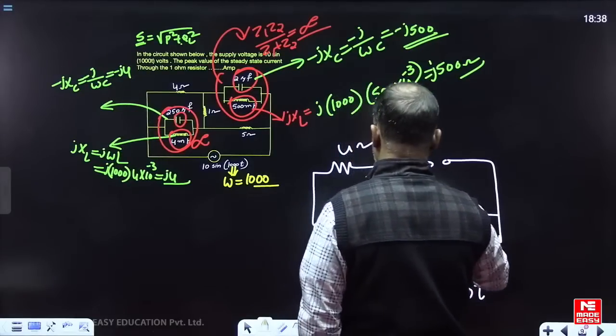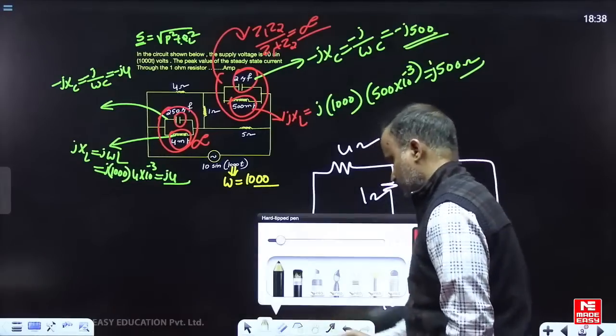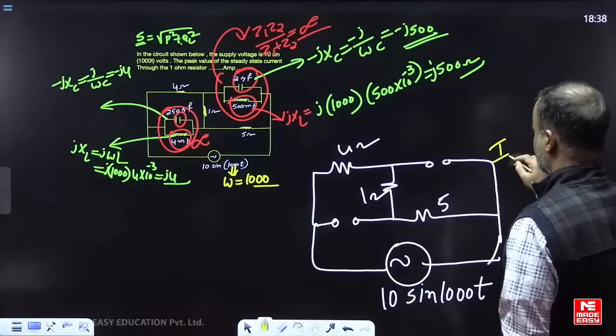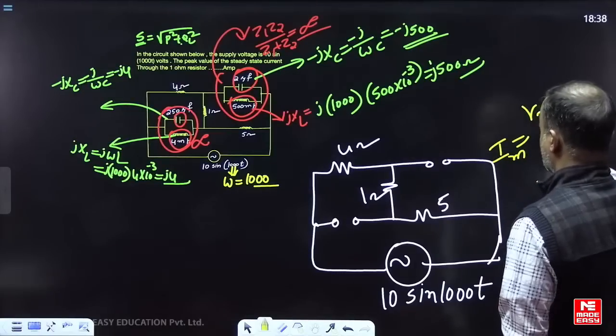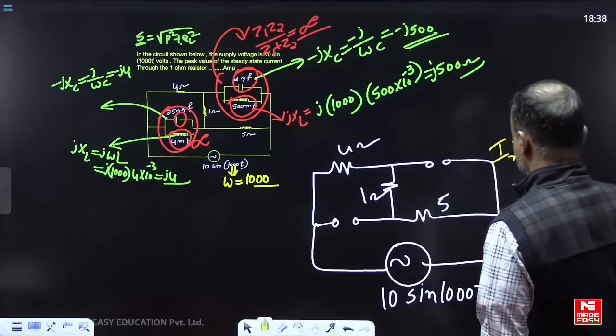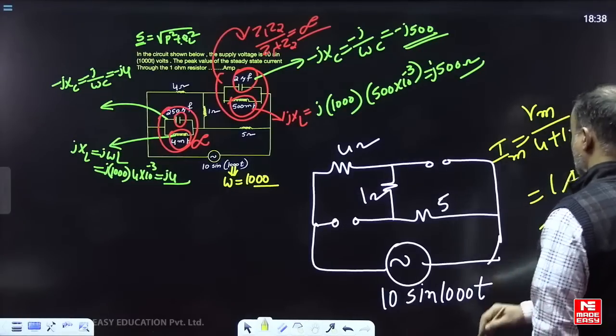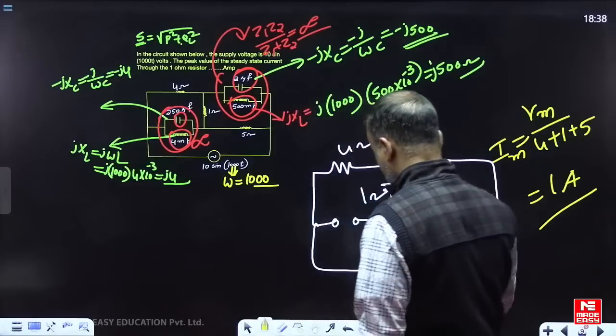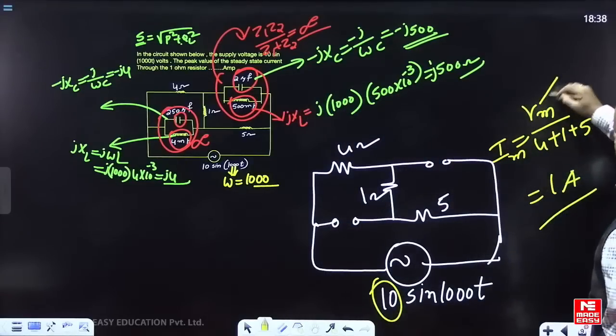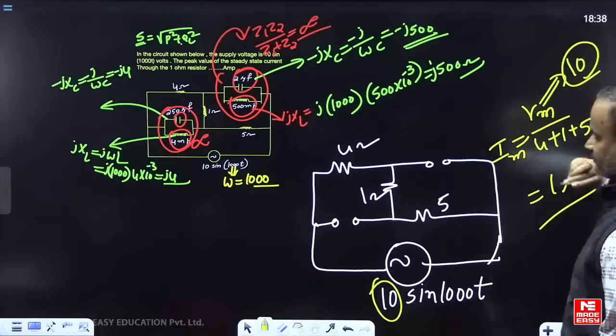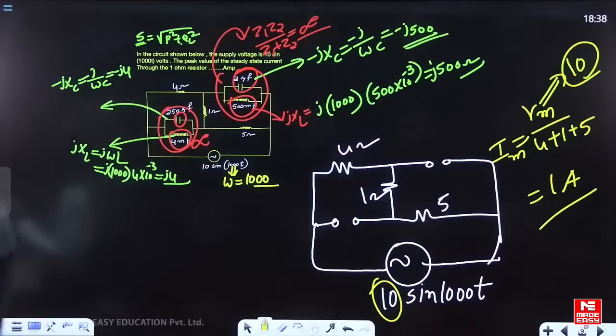Four, 1 and 5. What is the requirement of the question? The question is asking for the peak current, that means I maximum, which is V maximum divided by the total impedance. The 4, 1 and 5 are all connected in series. If you simplify, what is the current? 1 ampere. Because the question gives the peak value of the voltage, the maximum voltage is 10, and since it asks for the peak value of the current, the current is 1 ampere. Yes, Shubham, if they had given the RMS value, we would write 1 by root 2. Yes, very good.